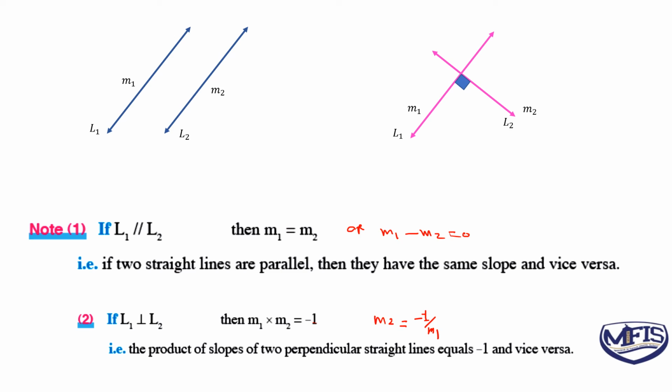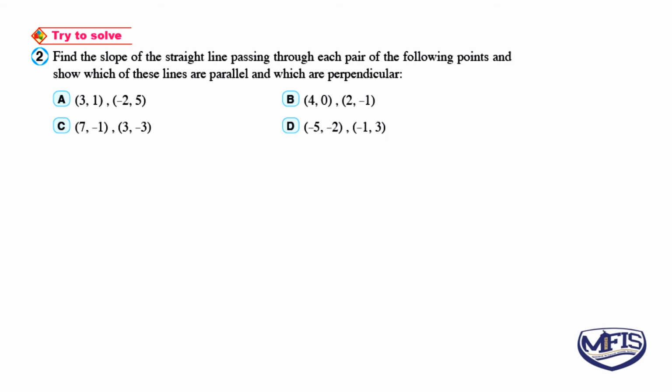Okay, try to solve. Find the slope of the straight line passing through each pair of the following points and show which of these lines are parallel and which are perpendicular. So in letter A, let the straight line be L1. So m1, the vertical change y2 minus y1 is 5 minus 1, over x2 minus x1, -2 minus 3. So 5 minus 1 is 4 over -5.